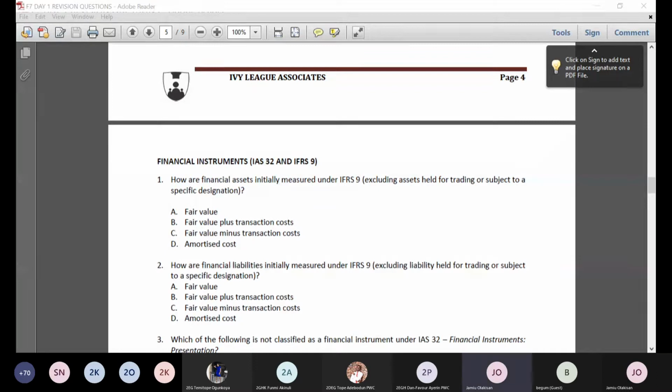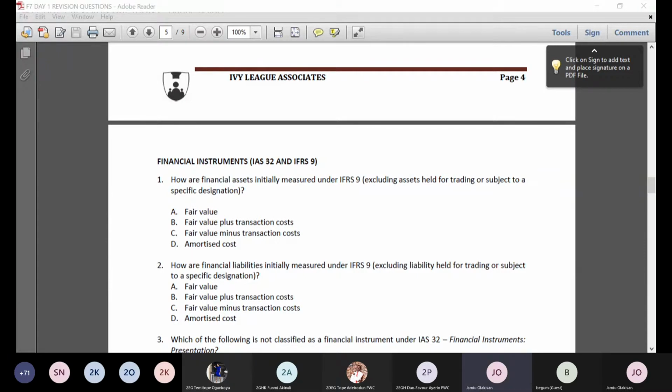For financial assets that will not be subsequently measured at fair value through P&L, i.e., those that will be subsequently measured at amortized cost, and those that will be subsequently measured at fair value through OCI, the initial measurement or initial value should be fair value plus transaction cost. That means this transaction cost should not be expensed.